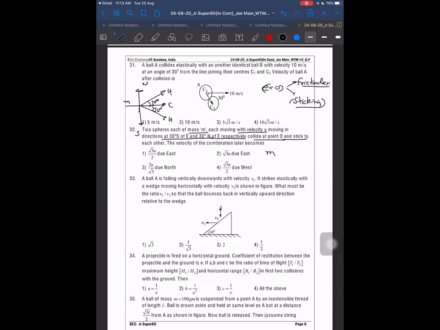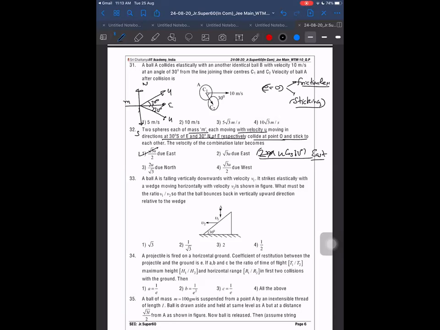Then momentum will be m into u cos 30 plus m into u cos 30. So it will be m u root 3, due east. Then velocity will be divided by mass. So velocity will be u cos 30, that is u root 3 by 2 due east. Option 1.